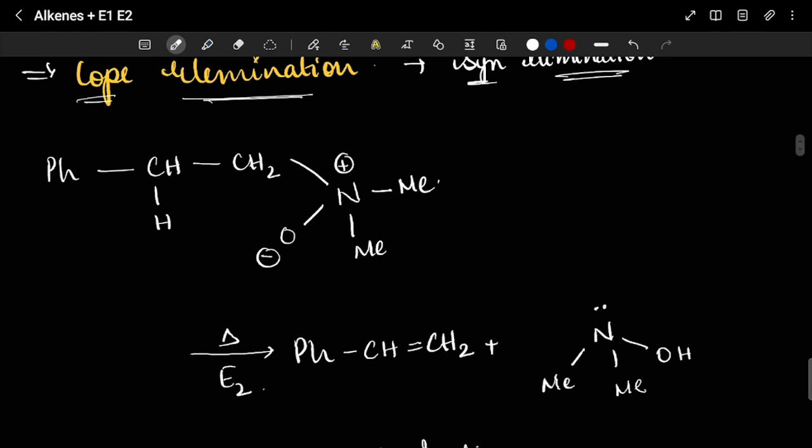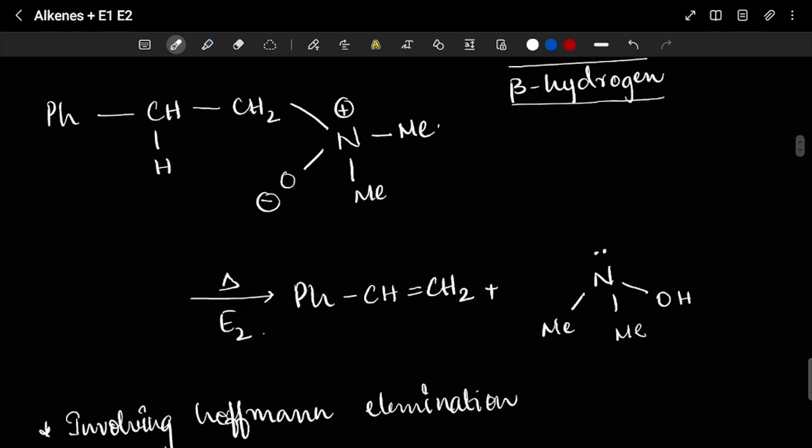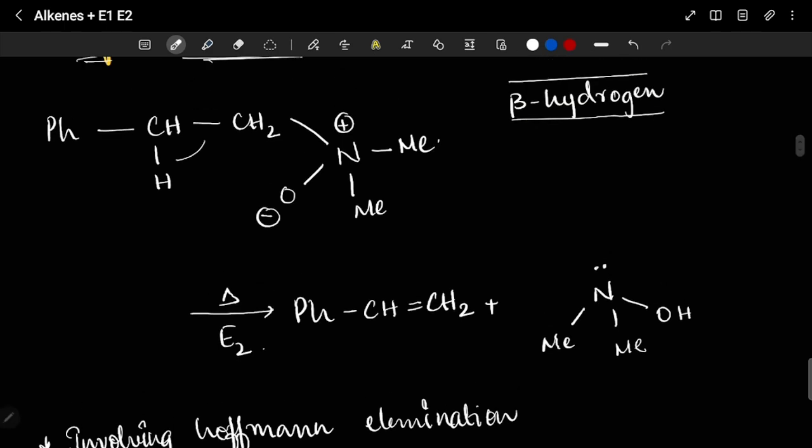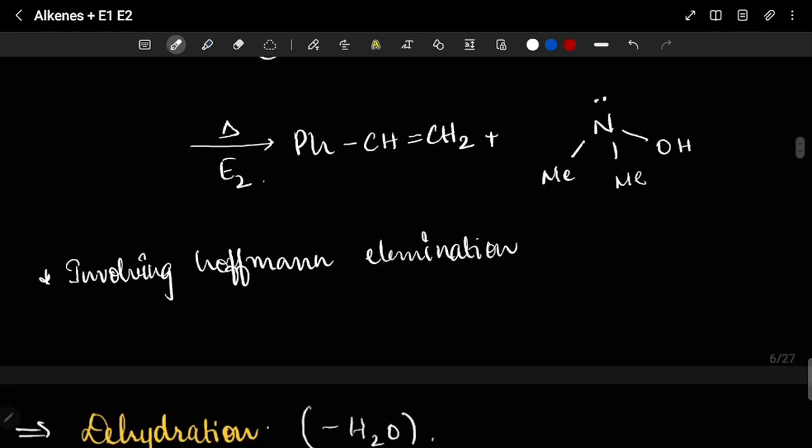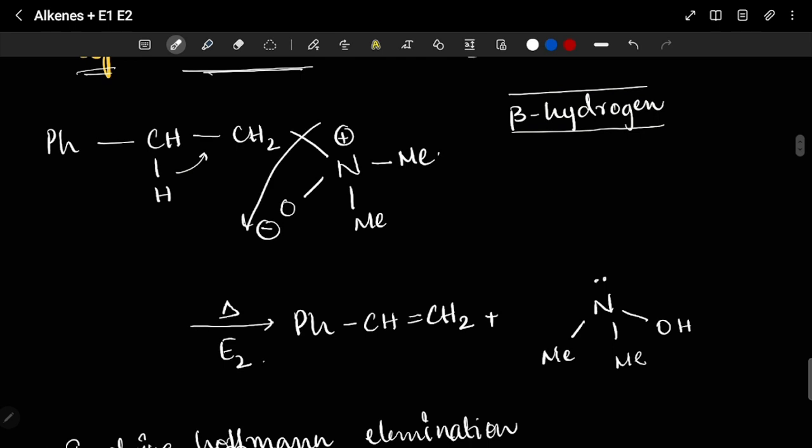So we have a 3-degree amine oxide, and it has a beta hydrogen. What is the alpha position, what is the beta position, we all know, right? This is the alpha position, this will be the beta position with respect to the amine. So it has a beta hydrogen now. This beta hydrogen is going to give its electron and be removed as H plus, and then this big group is going to come out.